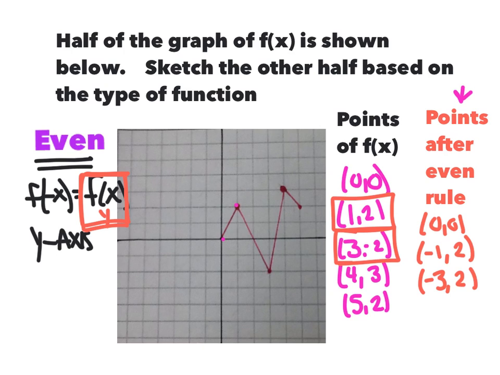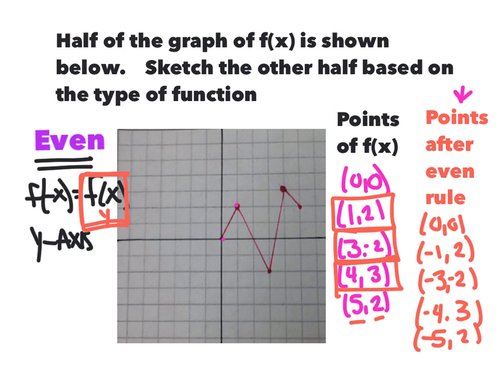Oh shoot, that was negative 2, I apologize. Next point, 4, 3. When I substitute in a negative x, so I'm going to make the x negative, I have to get out the original y value, which is 3. And when I substitute in a negative x here, that'll be a negative 5. I need the original y value of 2.